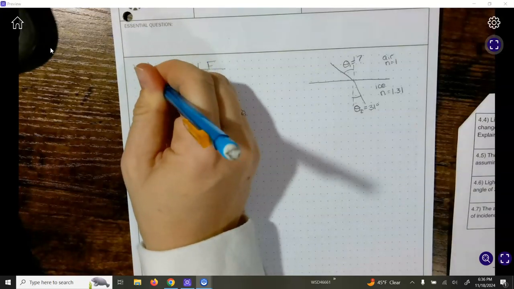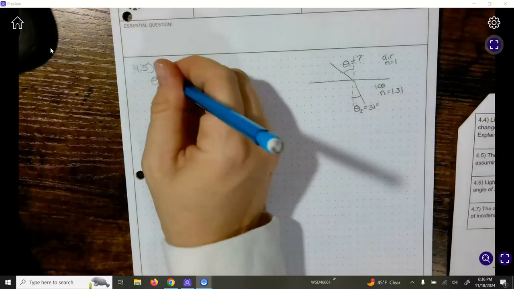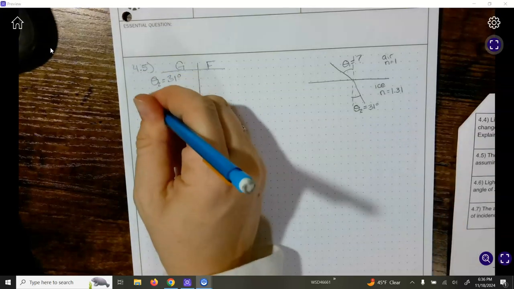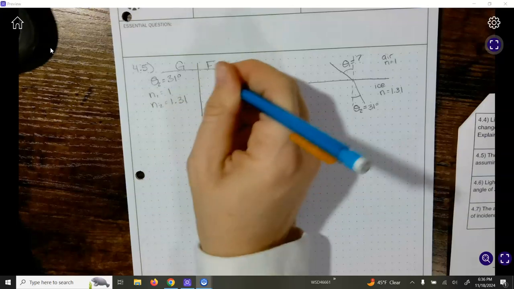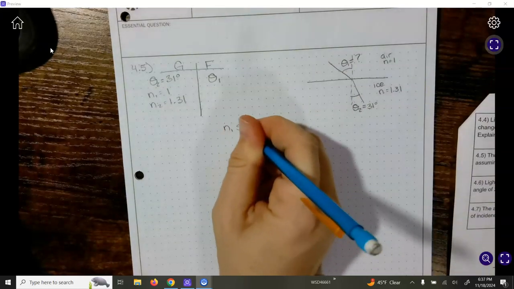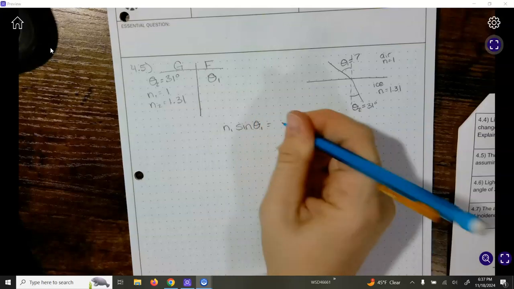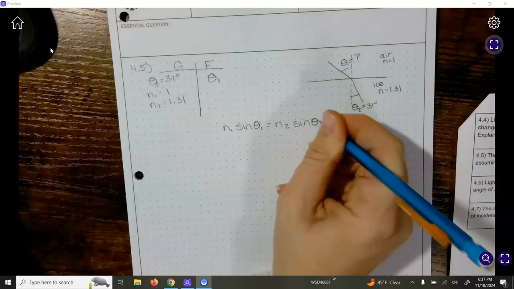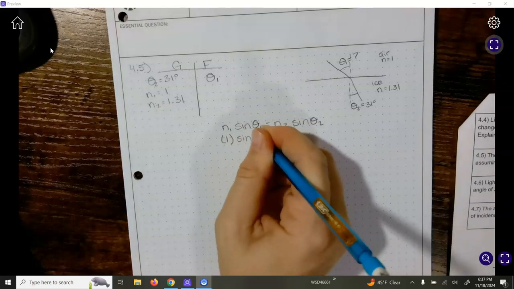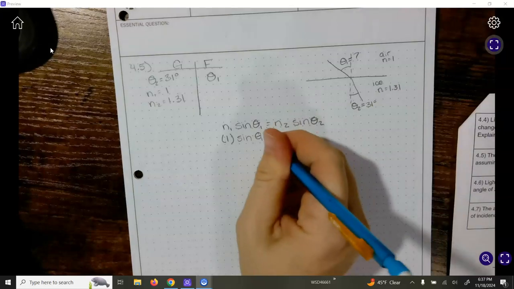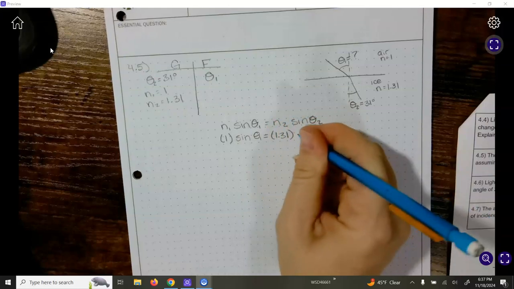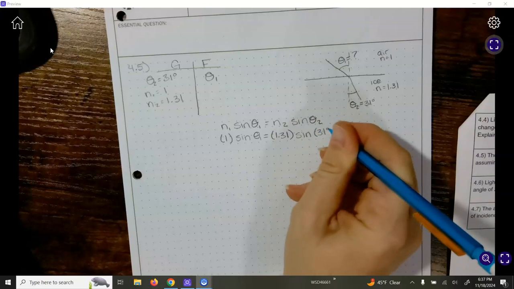I'm going to say that theta sub 2, because this is my second angle, is 31 degrees. n1 is air, so it's just 1. n2 is ice, that's 1.31. And I'm trying to find theta sub 1. Well, we're still using Snell's law. n sub 1 times the sine of theta sub 1 is equal to n sub 2 times the sine of theta sub 2. Let's plug in what we know. n sub 1 is 1. Sine of theta sub 1, well, we don't know what theta sub 1 is, so we're going to leave that there. That's our variable we're looking for. n sub 2 was ice, 1.31. Sine of theta sub 2, that was 31 degrees.